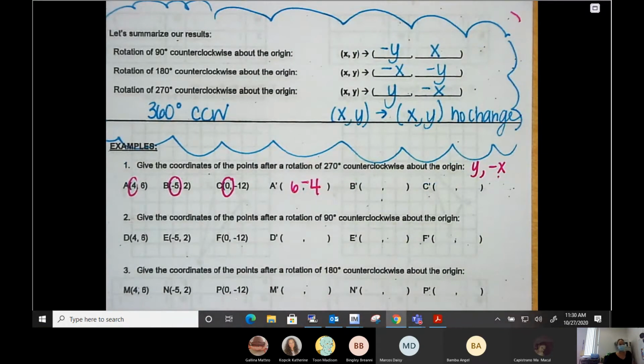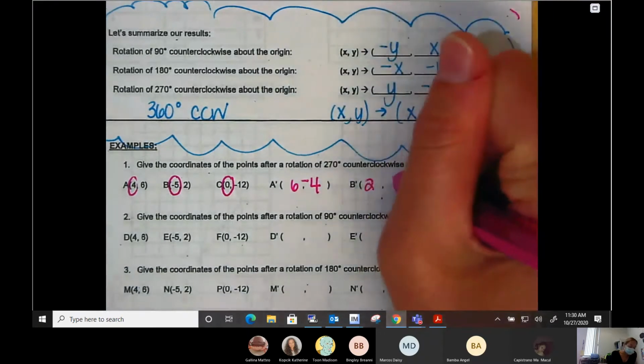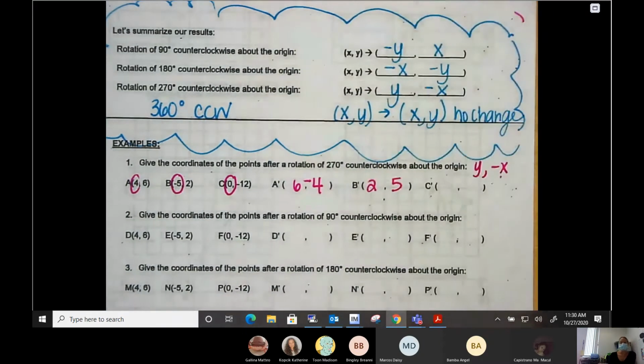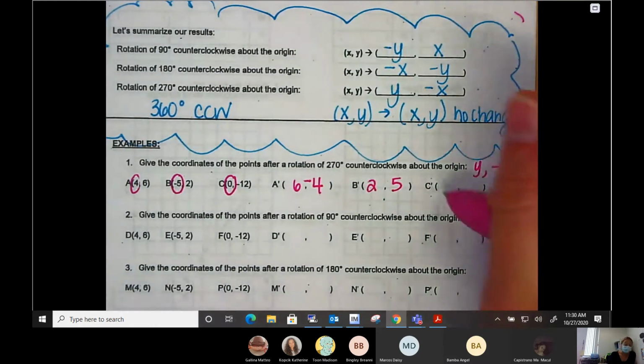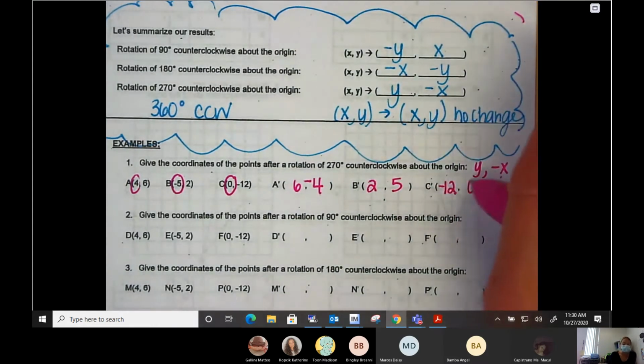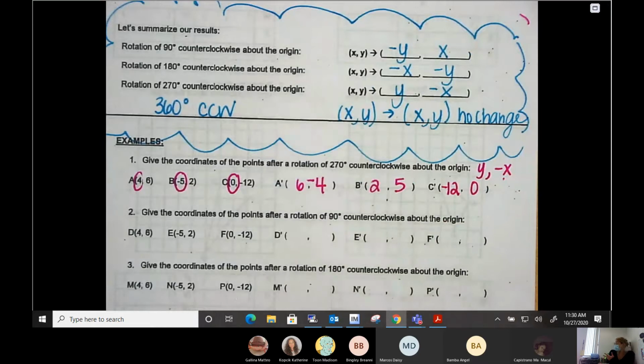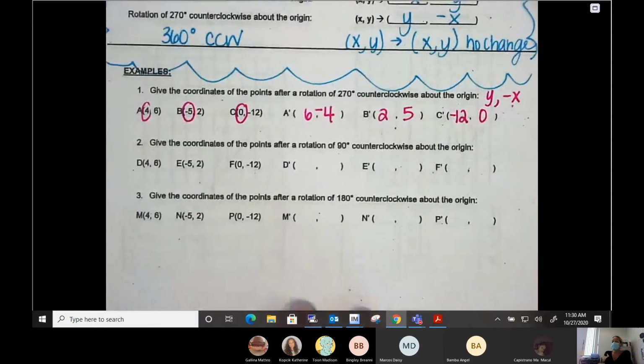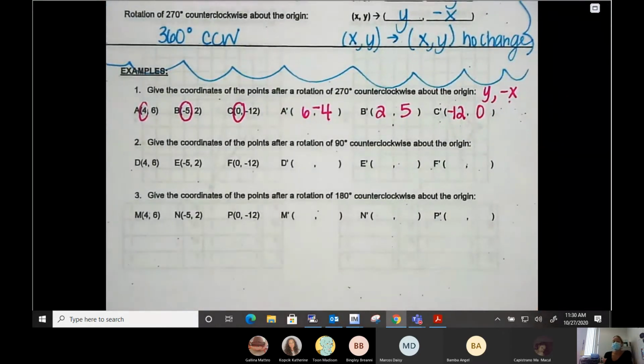Same thing for letter B. Who can do letter B? Switch them. 2, 5. Good. And what about the last one? Negative 12, comma 0. How come we don't change 0? Yep, it can't be negative, can't be positive. It's just a 0. You leave it how it is.